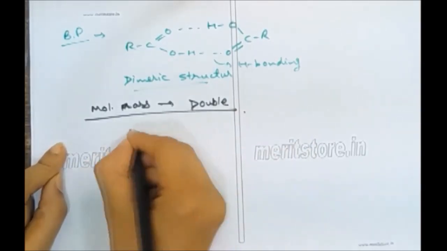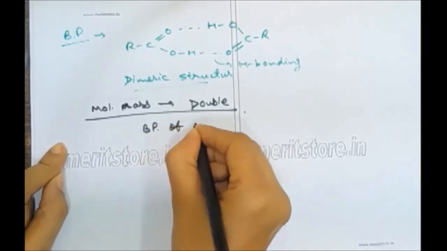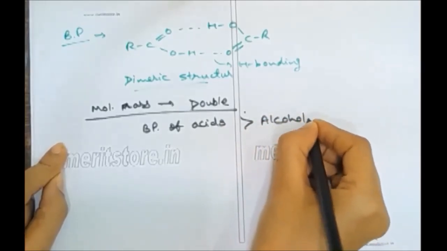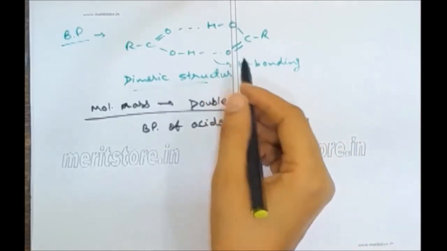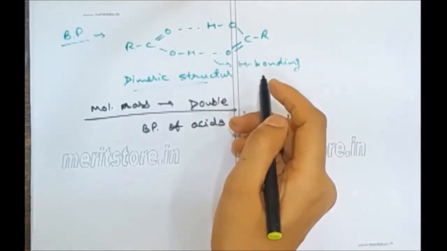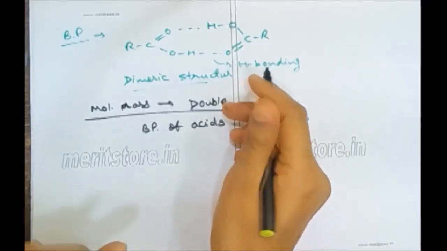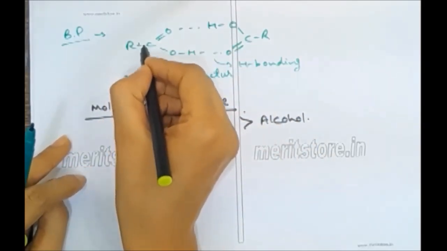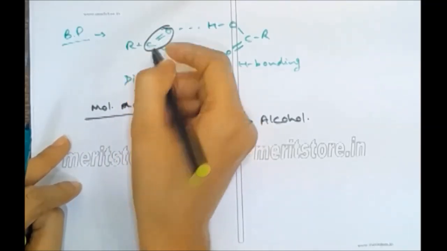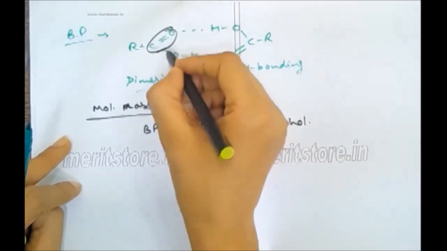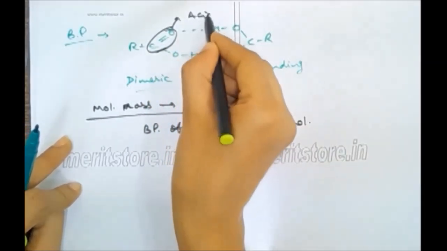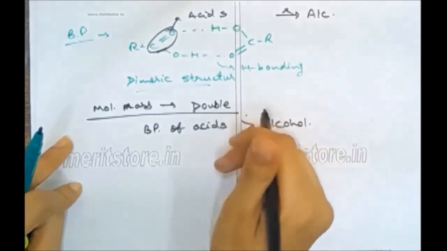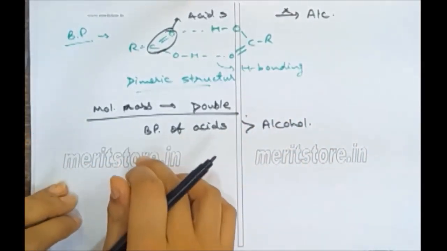So the boiling point of acids is greater as compared to alcohol because of the hydrogen bonding, and the OH in acid is more polar than OH in alcohol because of the electron withdrawing nature of the carbonyl group. This carbonyl group is electron withdrawing in acids, and it is not there in alcohol. So the boiling point of acid is greater as compared to alcohol.